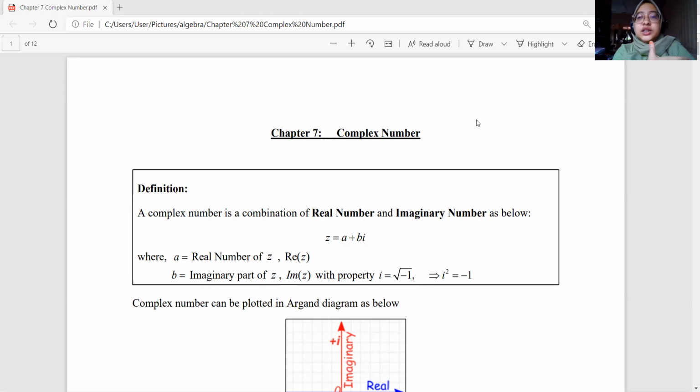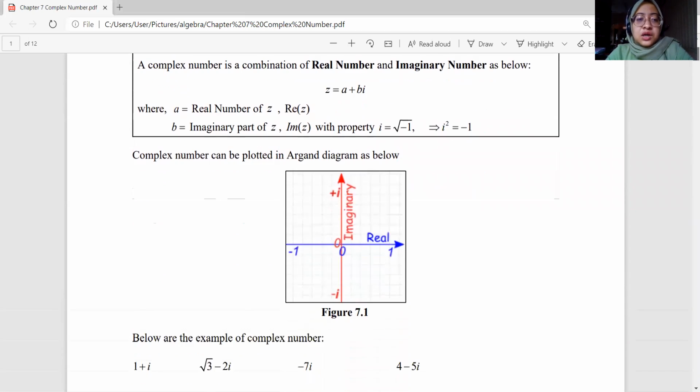You already know what a real number is. The imaginary number is I, that is the notation, and it is equal to the square root of -1. I squared is equal to -1. A complex number can be plotted in an Argand diagram as below.